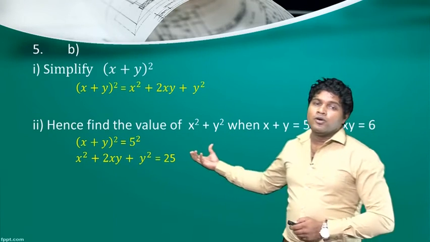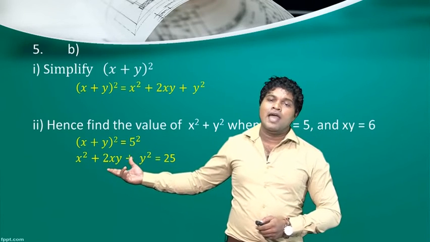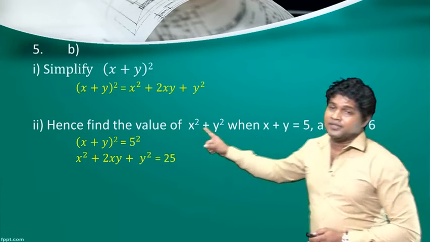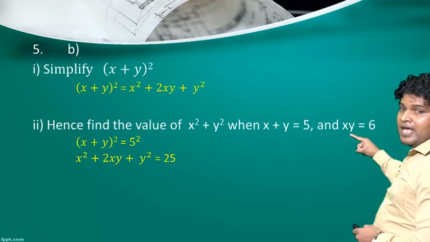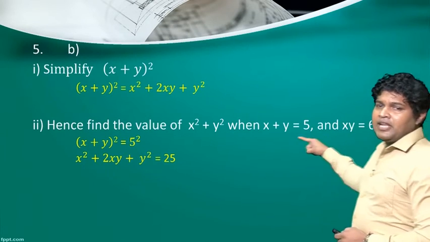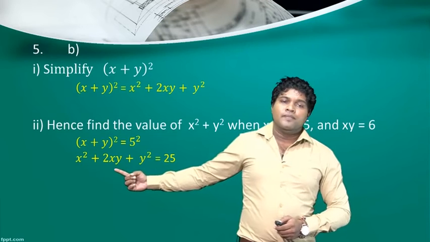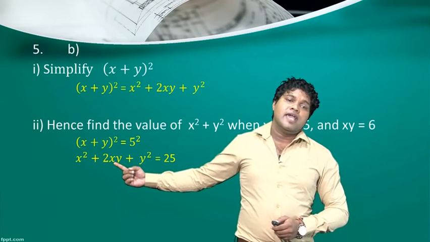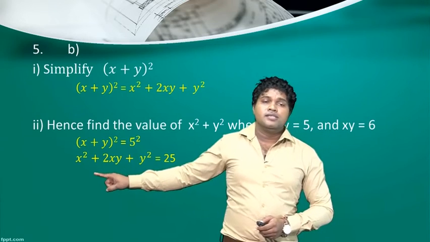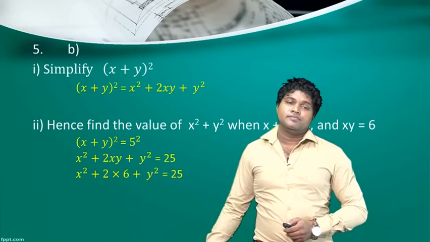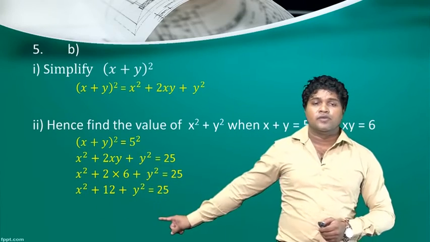Then there's also the xy term. I don't want xy as such because they have provided xy as 6. You can see xy is 6. So you just substitute the value 6 for xy. This is 2 into xy, 2 into 6, which will be 12. You can see 12 plus y squared equals 25.